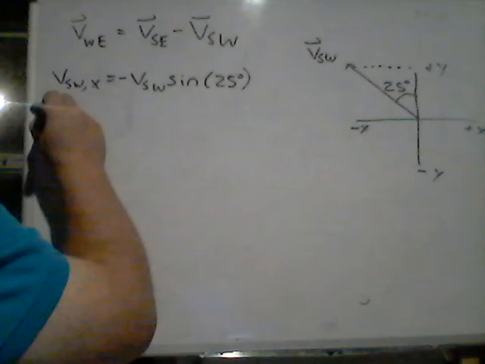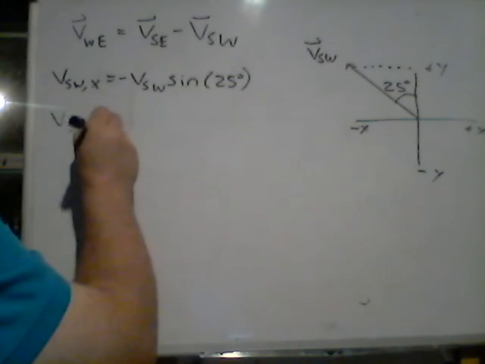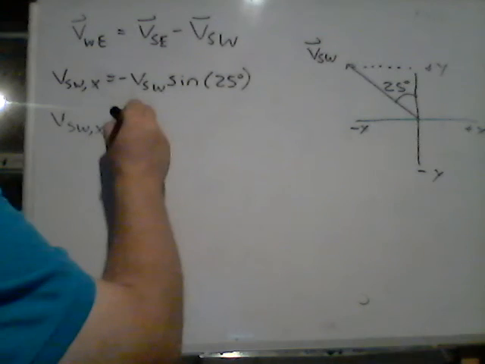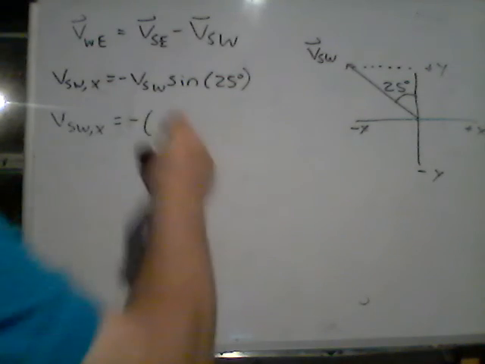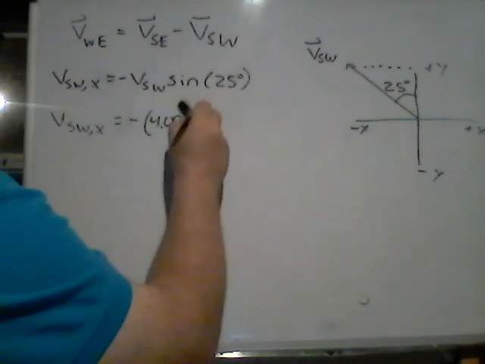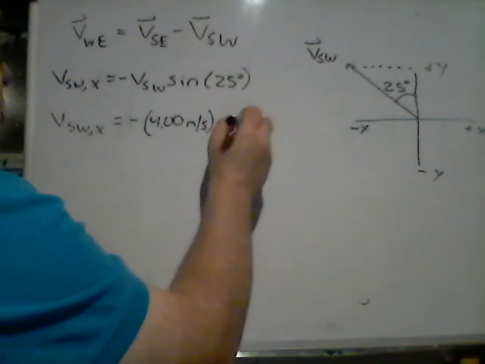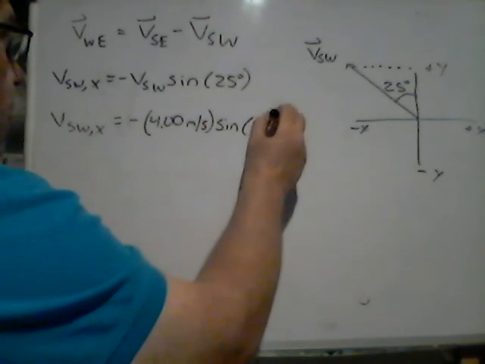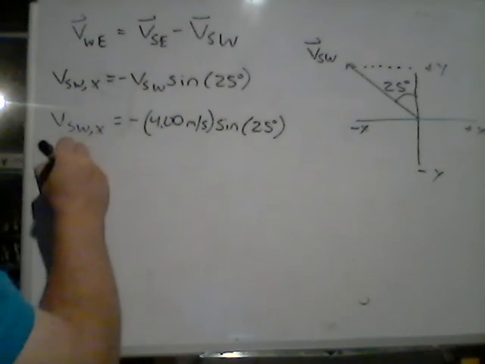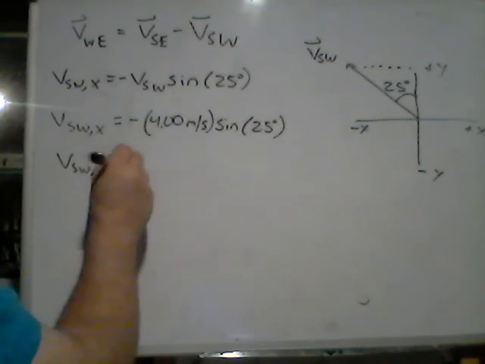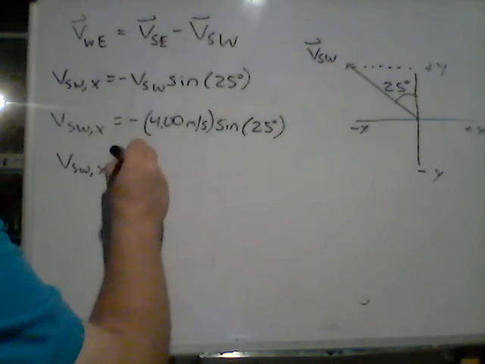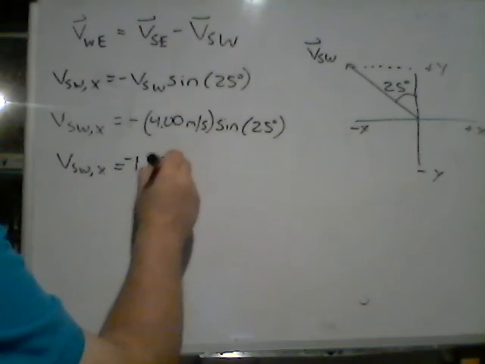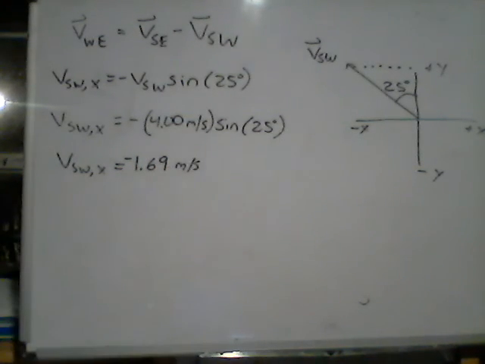So let's work this out. V sub SW sub x is going to be negative, and the value given is 4.00 meters per second, times the sine of 25 degrees. Okay, so I work this out. V sub SW sub x then becomes negative 1.69 meters per second. That's the x component of V sub SW.